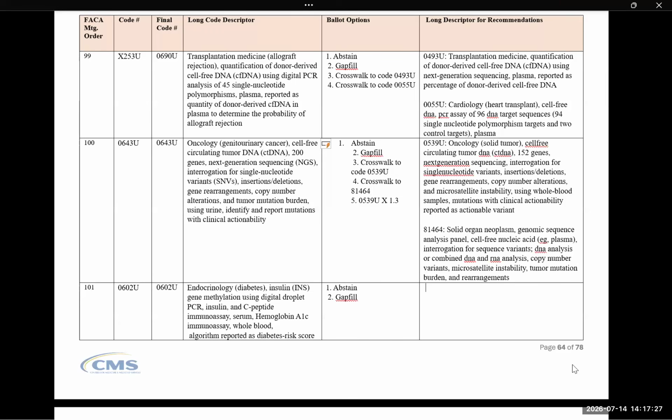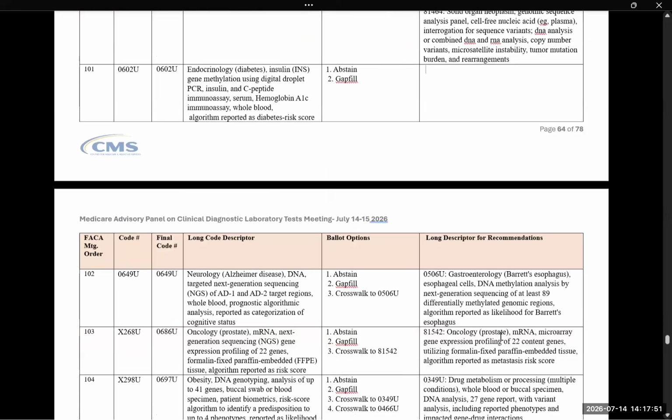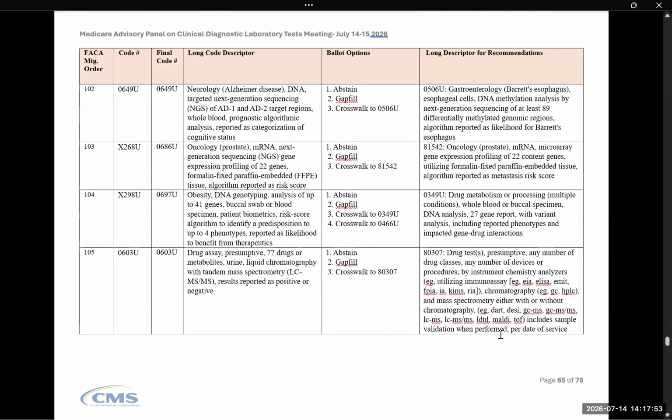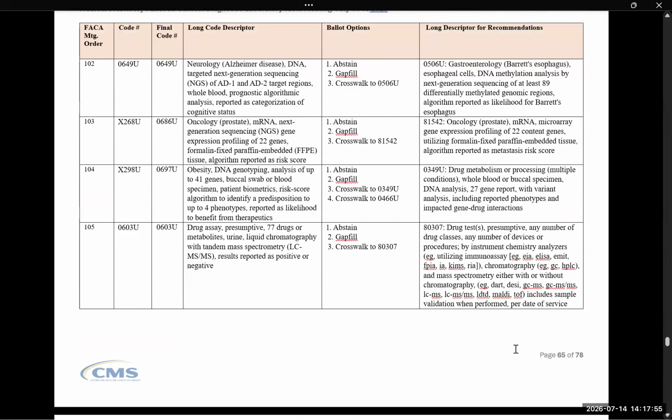Thank you. All right, so does anybody have any other questions, panel members or CMS about this code? Not too much to select from here. So panel members, please cast your votes. All right, the next one up is 0649U, and this one goes to Joe as well.